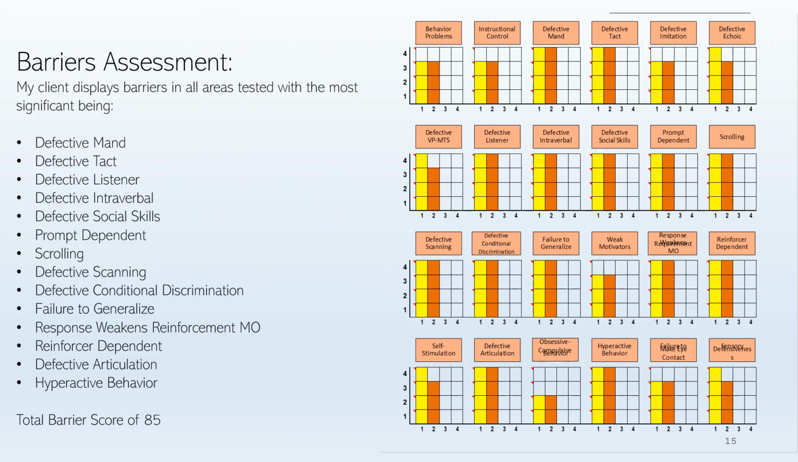The second part we'll look at is the barriers assessment. These barriers are preventing Client J from making even more progress on those milestones and transitions. My client displays barriers in all of the areas tested, with the most significant being defective mand, defective tact, defective listener, defective intraverbal, and defective social skills, as well as prompt dependency, scrolling, and some others that you may see. He scored a total barrier score of 85, which is preventing him from making those other strides in other areas.